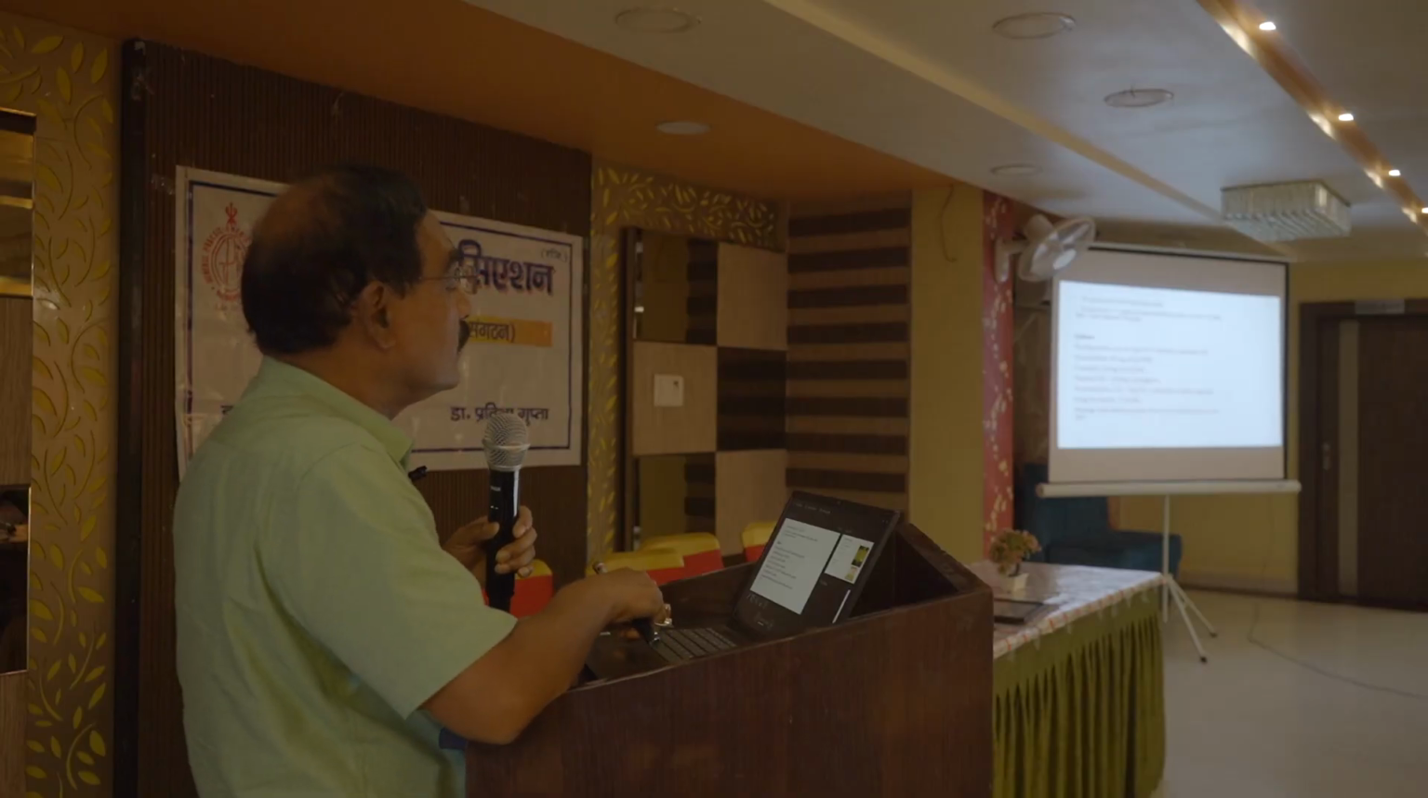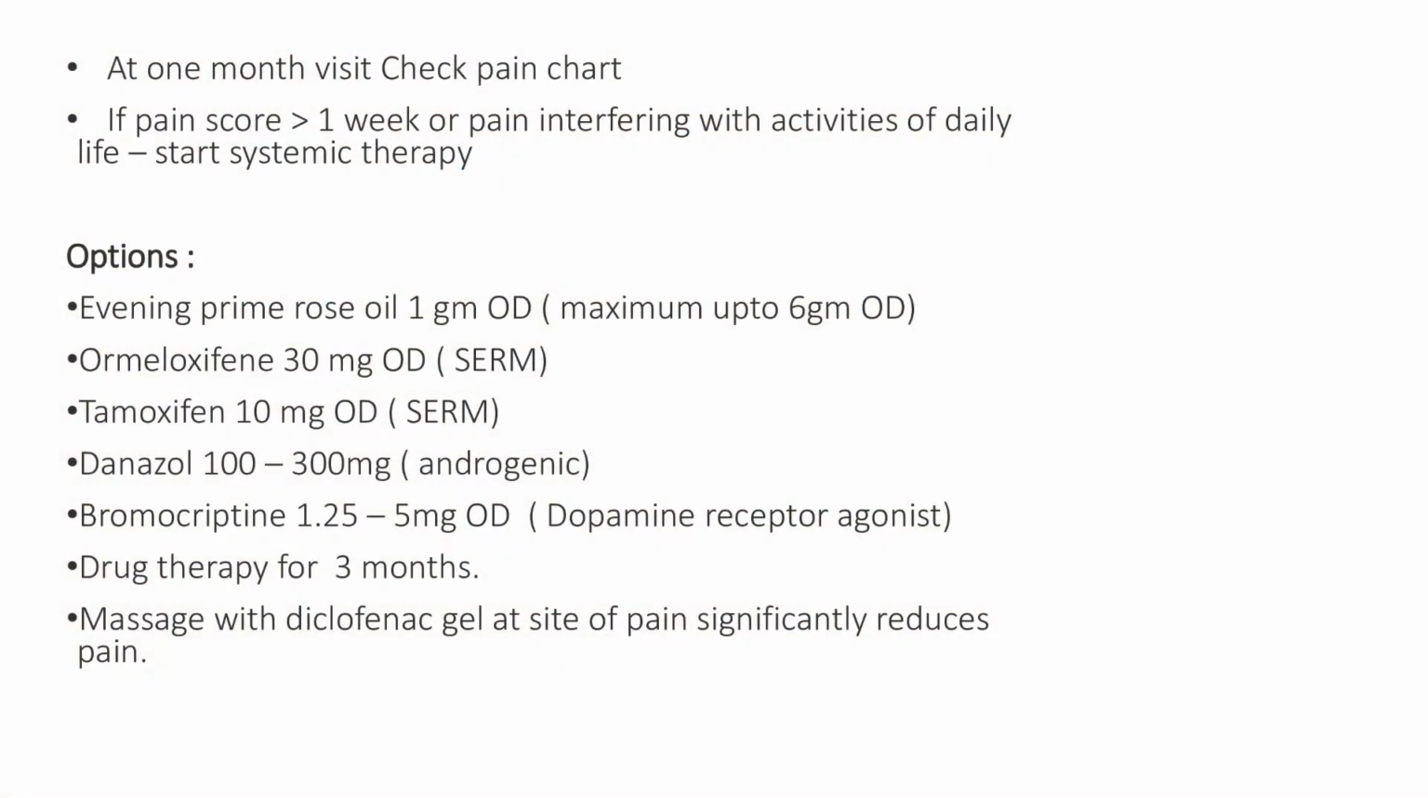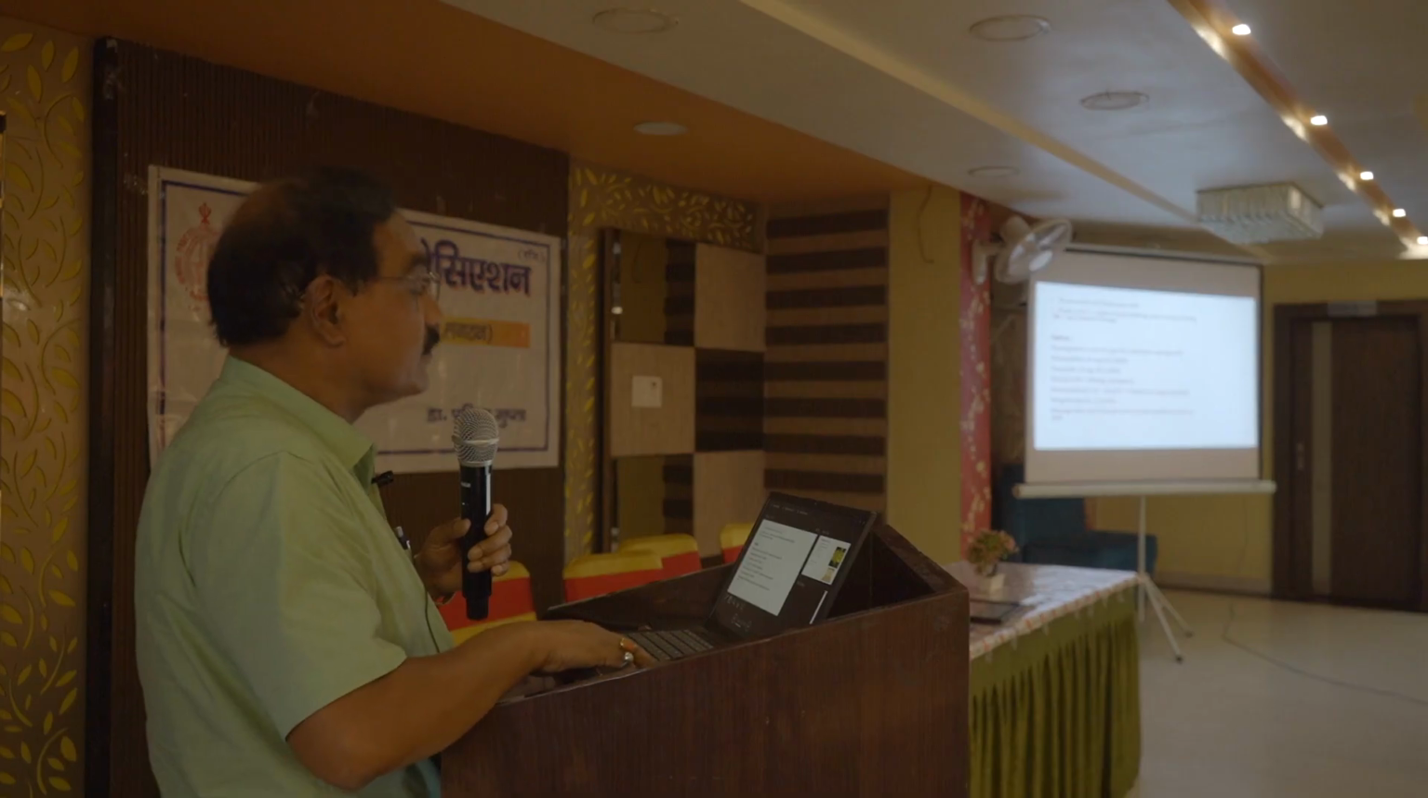At the one month visit, check the pain chart. If the pain lasts more than 1 week and interferes with the activities of daily life, then start systemic therapy. Systemic therapy is drugs: evening primrose oil, ormeloxifene, tamoxifen, danazol, bromocriptine. Drug therapy is given for 3 months initially, and ask the patient to apply diclofenac gel also. They can massage with it, which also gives some relief.